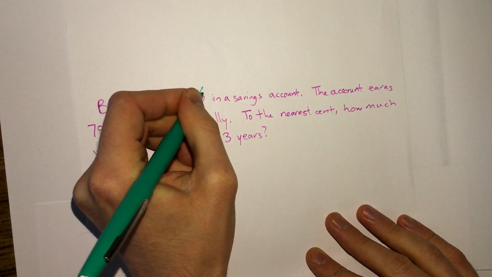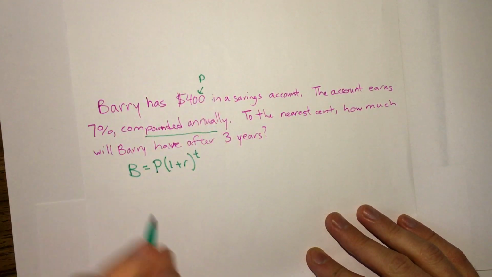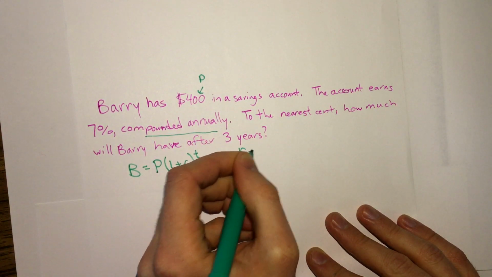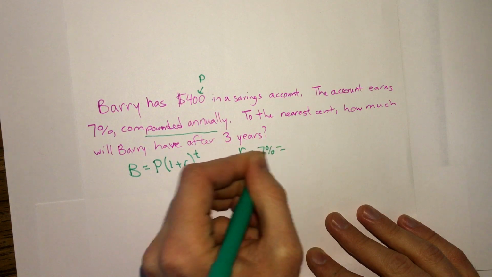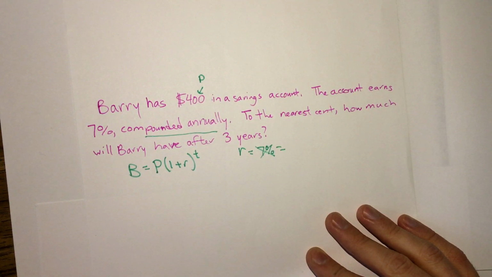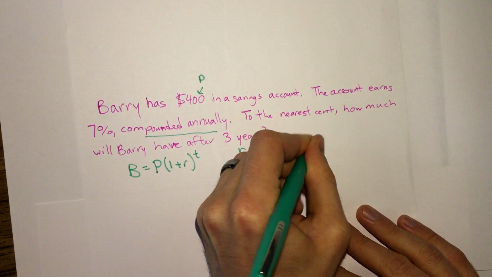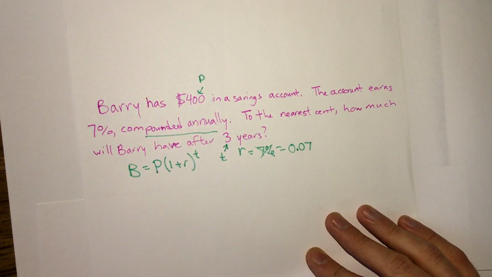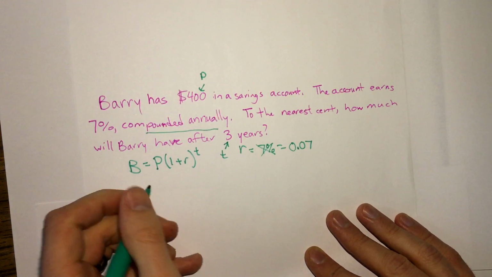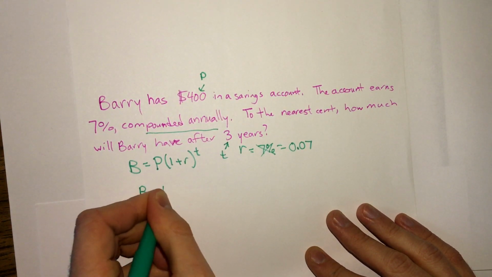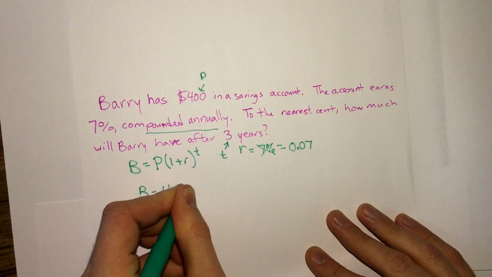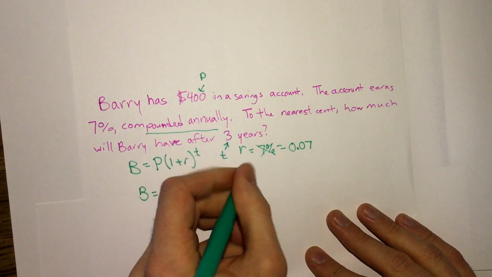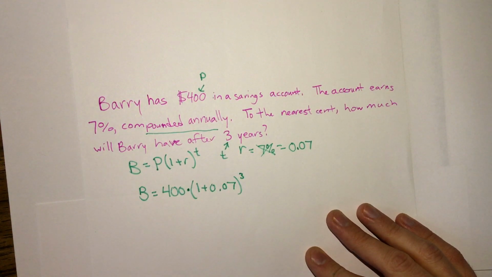Our P is $400. That's what we started with. R is 7%, but we don't want it as a percent, we want it as a decimal, so it's 0.07. And our T is 3 years. So we can plug all these things into our equation. 400 times, parentheses, 1 plus 0.07, all to the third power.